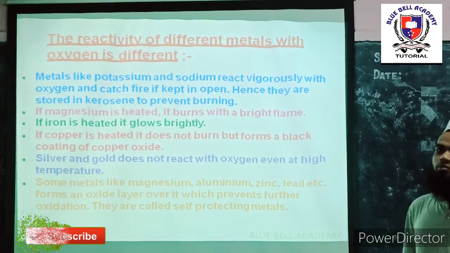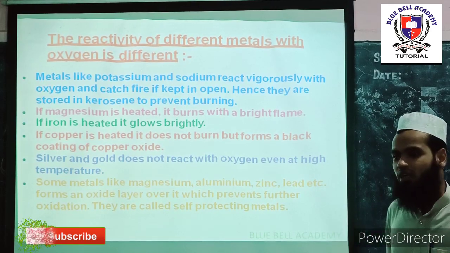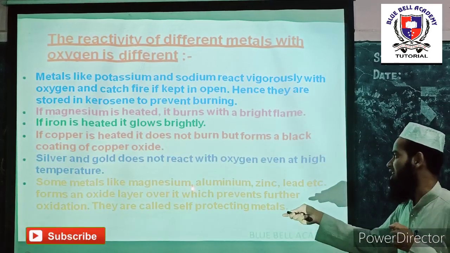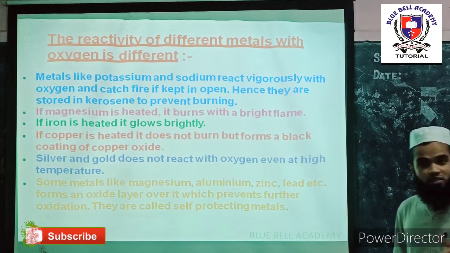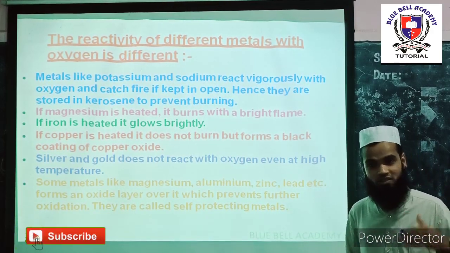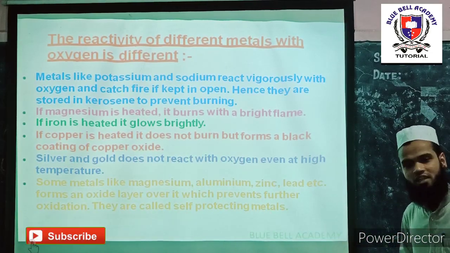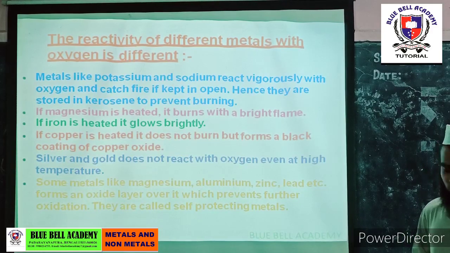You know that if metals are kept exposed to oxygen, they undergo oxidation. But these metals, such as magnesium, aluminium and zinc, form an oxide layer themselves because they want to avoid further oxidation. Hence, these metals are considered self-protecting metals. Okay.